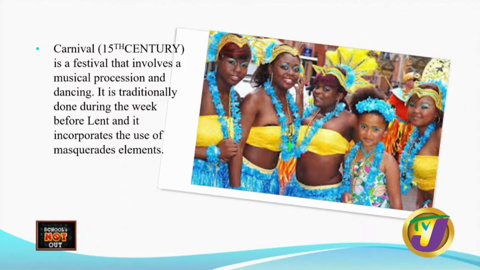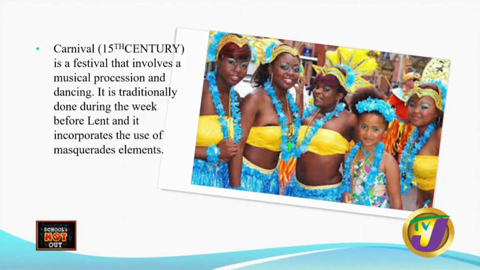Now, where did this form come from? This was introduced to the Caribbean by French slave owners, and this was introduced, like it is written here, in the 15th century. So the French slave owners would have introduced this form to the slaves. The slaves would have come with their African-influenced masquerade, but of course, they would have infringed their own cultural form on them. So the slaves add their twist to it and incorporated their own elements.